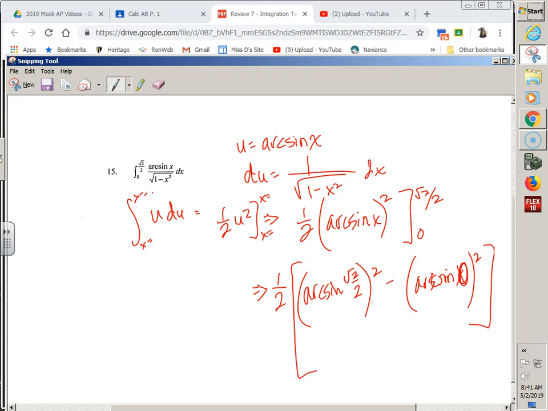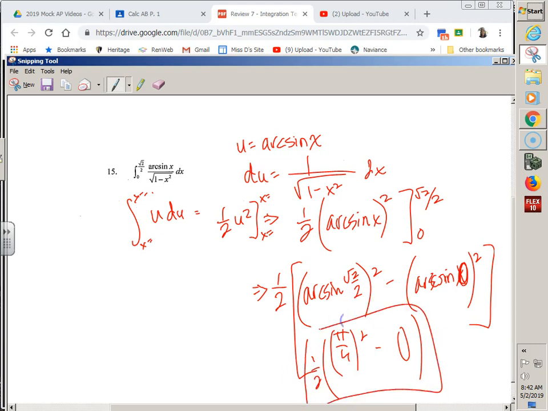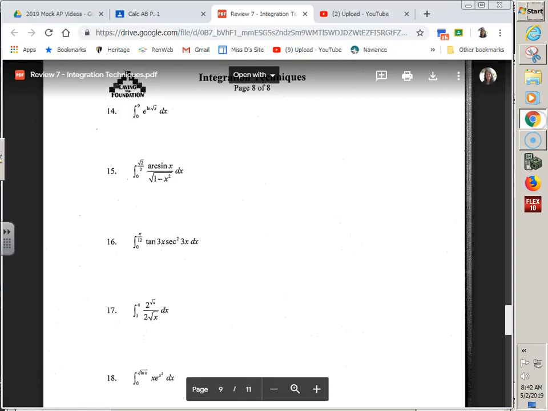I already heard pi over 4. Good. You have to go backwards with arc. Sine is 1, 2, 3. Root 2 over 2 is in the middle at pi over 4. So it's going to be pi over 4 squared minus arc sine of 0, which is just 0, times 1/2. And for right now, I'm going to stick it to the man. But it's going to be pi squared over 32, I believe. What else do we got? It's okay if you're done. You can have some work time.